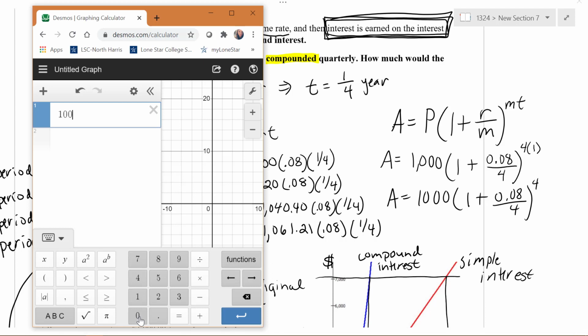Okay, so I have 1,000. Put my parentheses. That's 1 plus 0.08 divided by 4. Come outside of that parentheses, and we're going to use the a to the b power to give an exponent. What I would recommend is, if you have anything in the exponent, go ahead and just put parentheses around the exponent. It makes things a little bit easier and a little cleaner. And so we get $1,082.43 if we round to the nearest 2 decimal places.